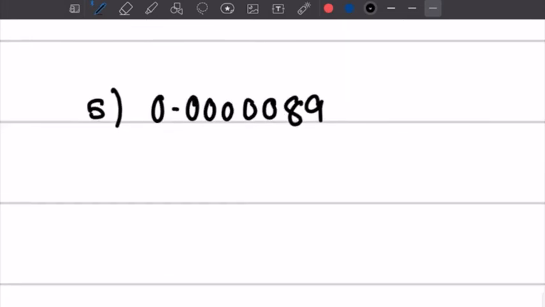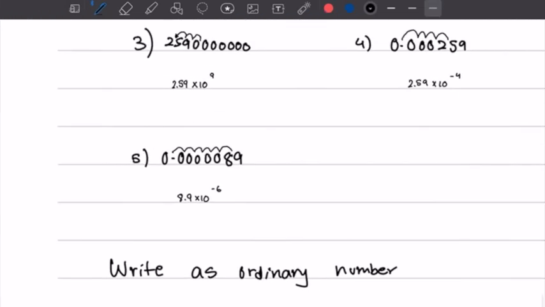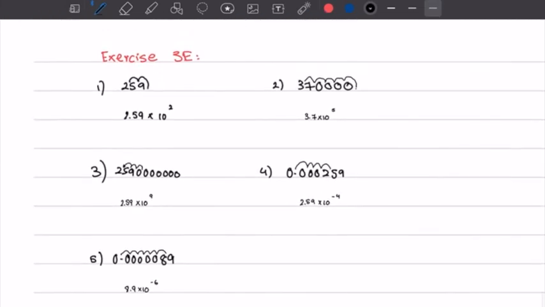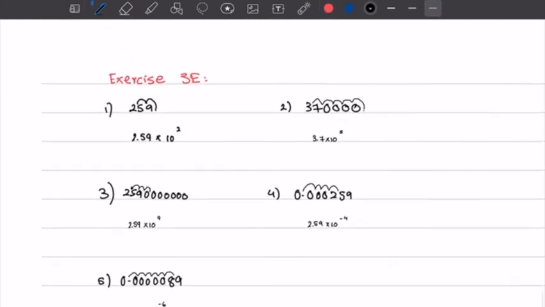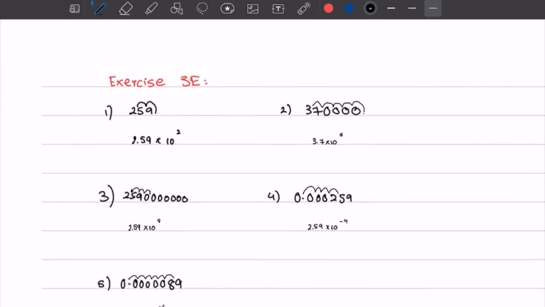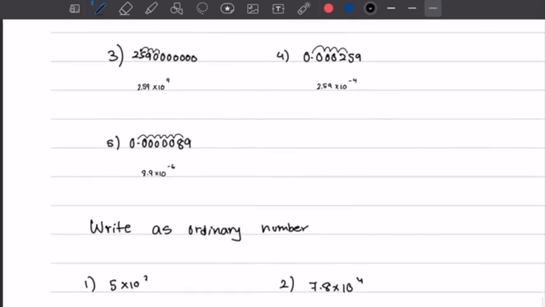Just another quick question. 0.000089. Again, now you know that 8 is the first number. We don't really need to move your decimal point for that unless you want to. Times 10 to the power of 1, 2, 3, 4, 5, 6. So that would be negative 6. These are the answers to these 5 questions. Some of them are from exercise 3E. Some of them I just made up. But most of them you'll find from 3E.